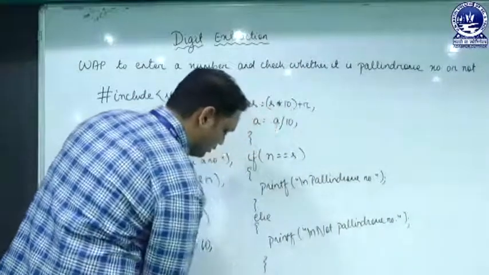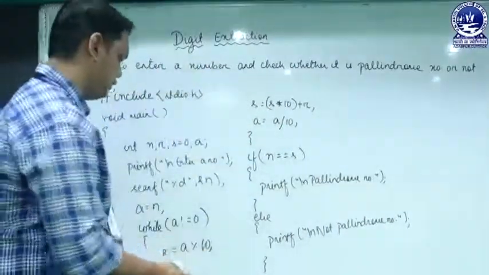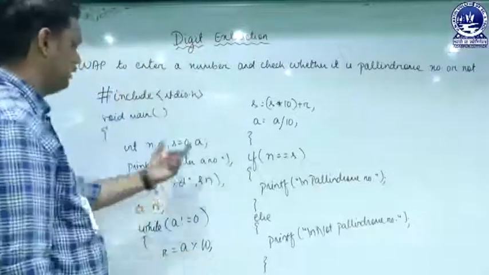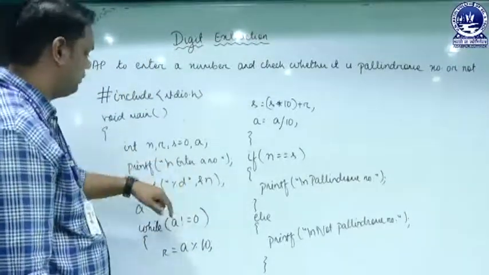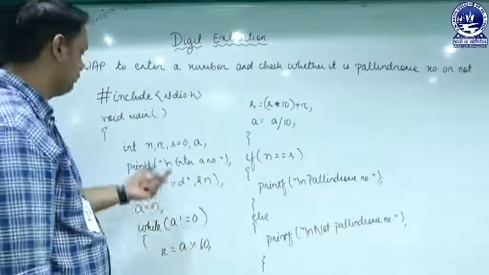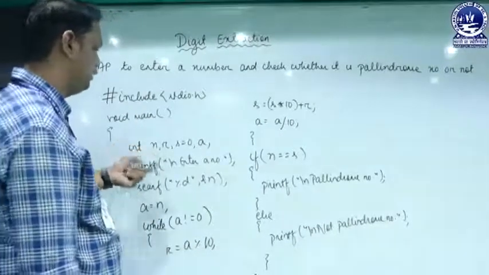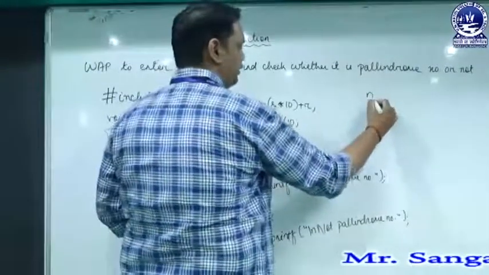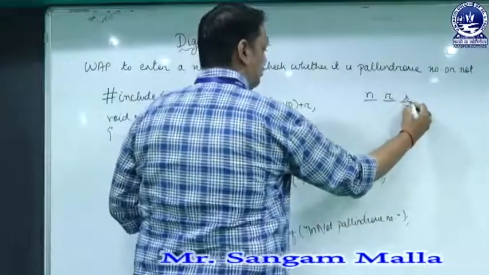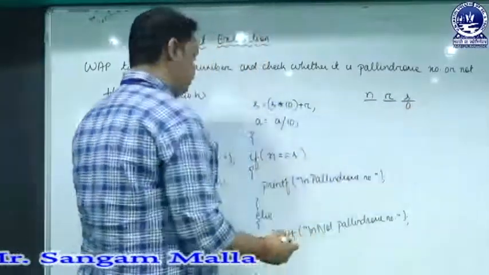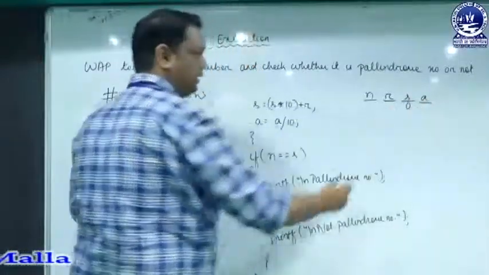Now the program will be ended. So now we will take an example to explain how this program works. So we have taken 4 variables over here. Let's say I have taken n, then r, then a variable s where I have stored 0, and I have taken another variable, let's say a.